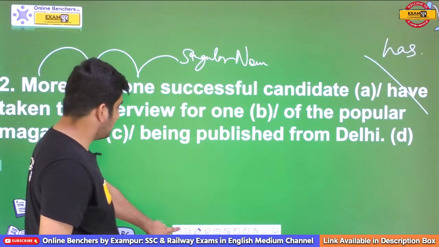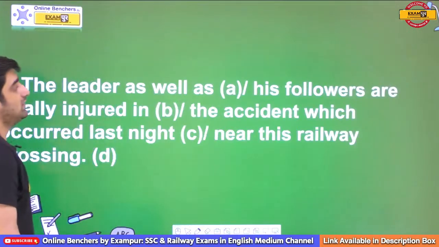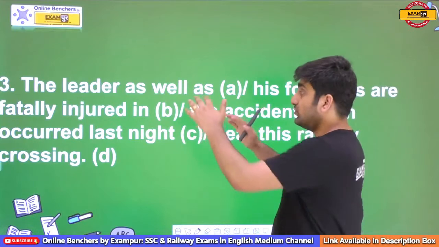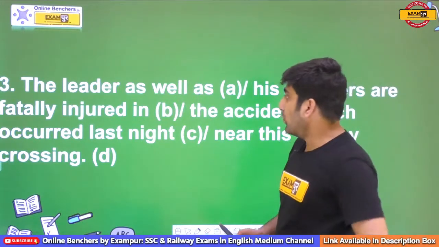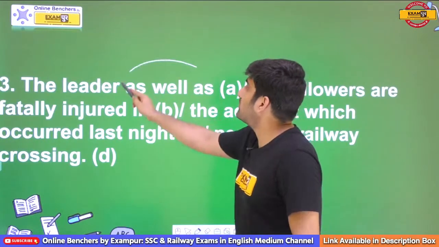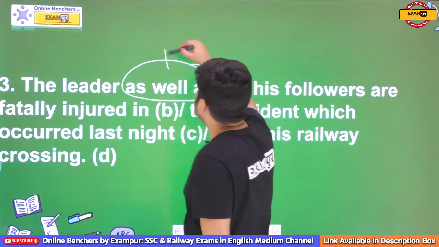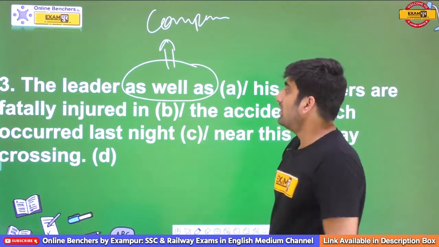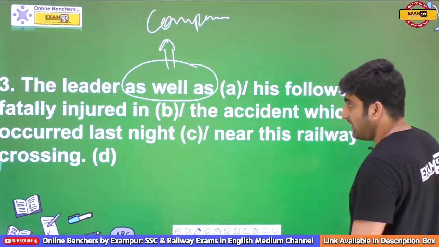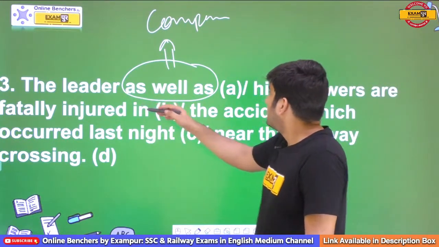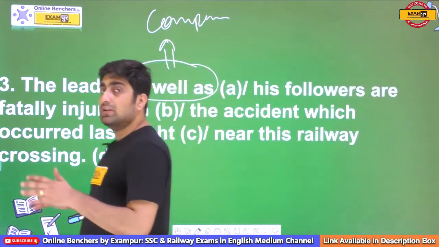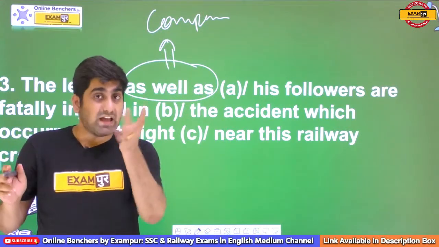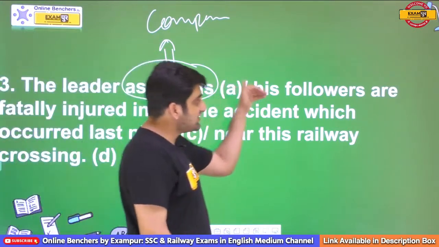Guys, I expect and hope that you understood this well. Moving ahead towards the next question. The next question is this: the leader as well as his followers. We have discussed this ideology, I guess, a moment earlier. When two nouns are joined by "as well as," what does it mean? It means you are comparing, yes or no? And you are comparing similarities. I mean to say, you are saying the leader is injured as well as his followers are injured. Matlab, the leader is injured in a certain way and the followers are injured in the same way. That means the leader as well as his followers.